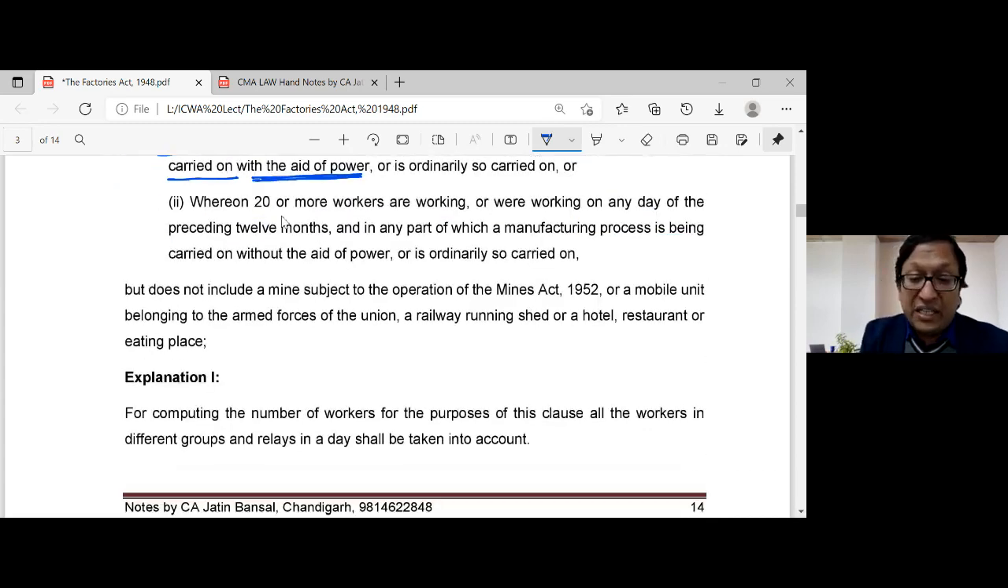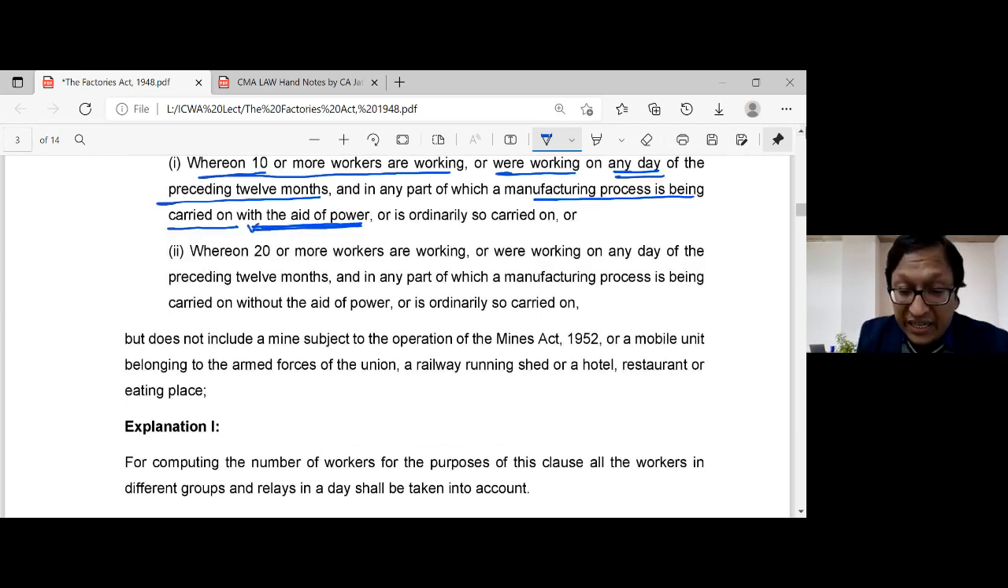Or whereon 20 or more workers are working or were working. With the aid of power, 10 or more people are sufficient. But if we are working without the aid of power, then it is 20 or more workers.